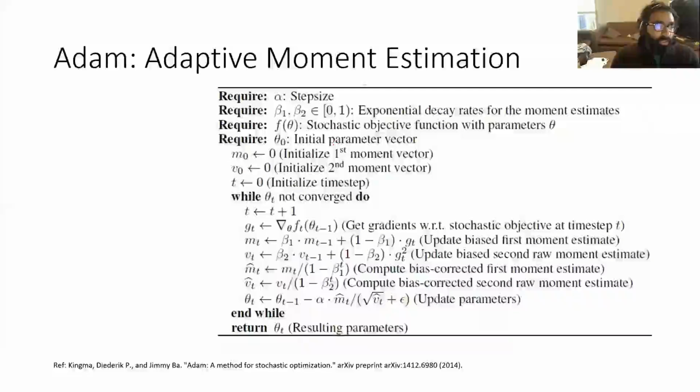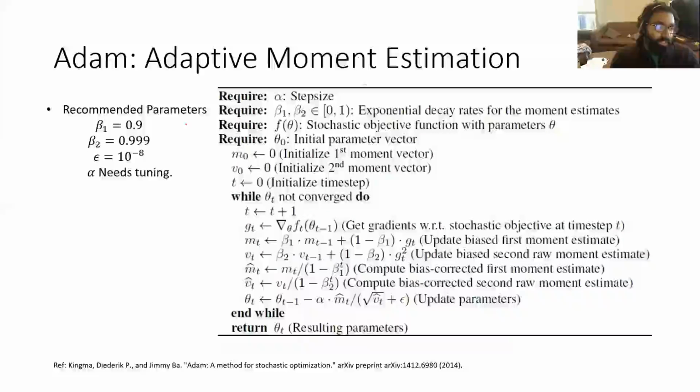And moving to the next part, the recommended parameters for this algorithm. They have recommended beta 1 equal to 0.9 in the paper itself, beta 2 equal to 0.99, and epsilon equal to 10 raised to minus 8, and the step size parameter needs tuning. The main advantage here is that you can use beta 1, beta 2, and epsilon as in the paper for most of your problems, and I have seen this in a couple of other literature as well. They were guaranteeing that this configuration will mostly give you better results.